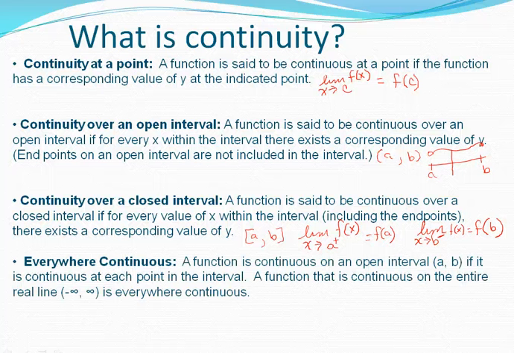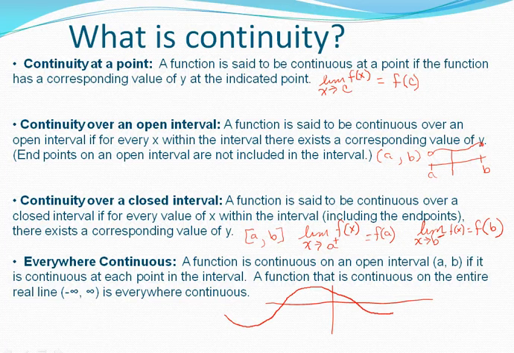The final type of continuity we'd like to discuss is a function that is everywhere continuous. What that means is that no matter where I look on the graph from negative infinity to positive infinity, my function just happily carries along, having a value of y for every value of x. Some examples of everywhere continuous functions would be polynomials, sine of x, and cosine of x.